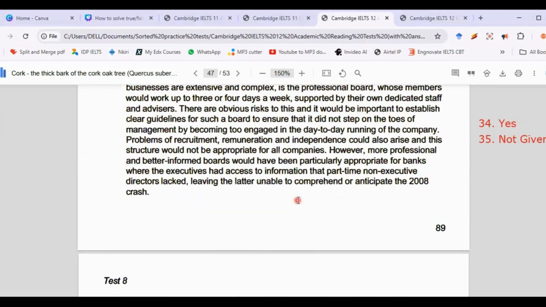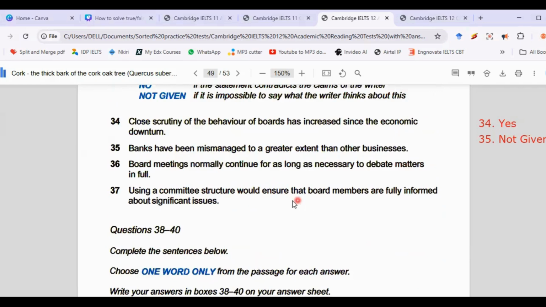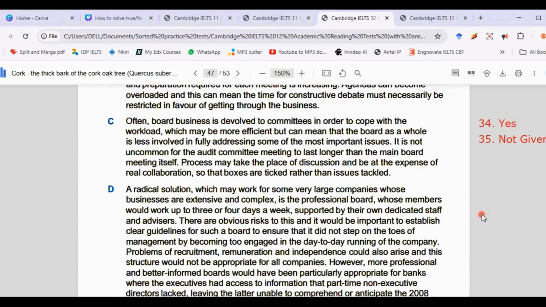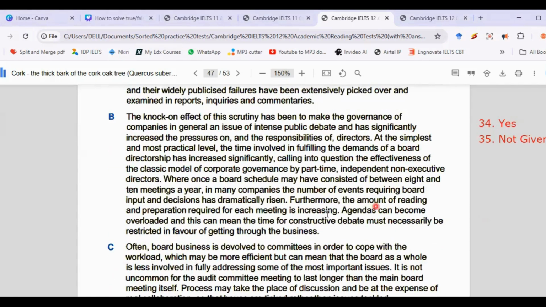What does that sound like? Does that support or contradict number 36? Who can tell me? Board meetings normally continue. They don't normally continue. So this is contradicting what we have in the passage. The passage says that meetings will be restricted. Look at it. Let me show you again.